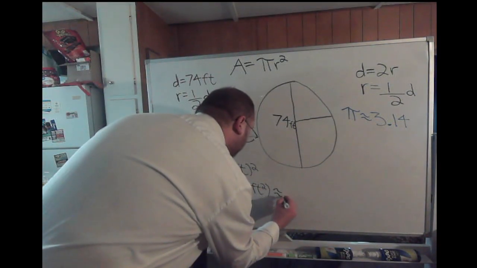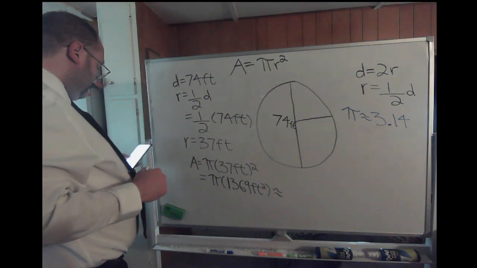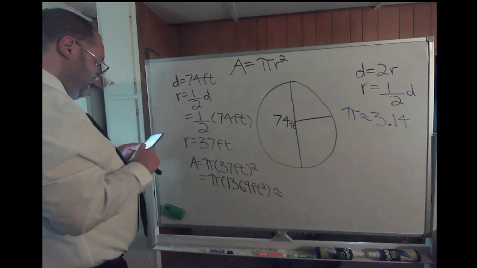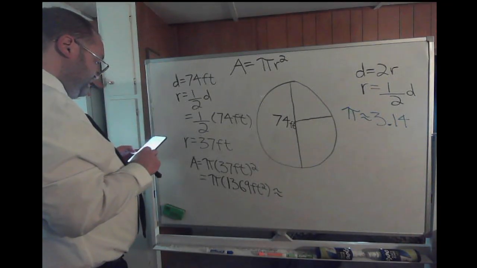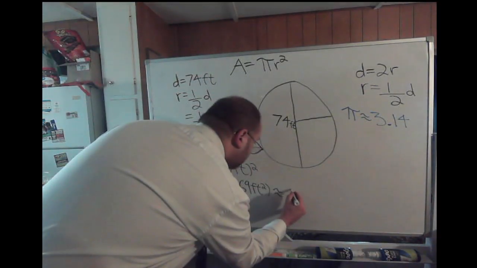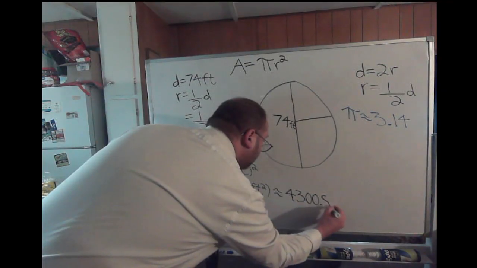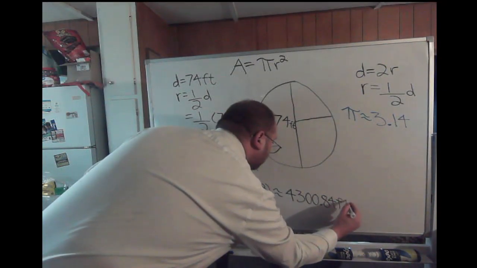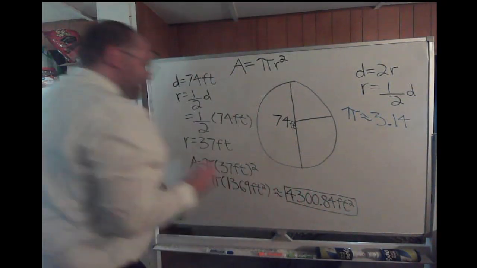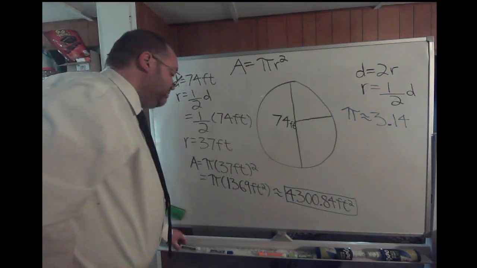We can get a decimal approximation to 2 decimal places. 1,369 times pi. That would be 4,300.84 square feet. So the area of this circle is about 4,300.84 square feet when you do the multiplication.